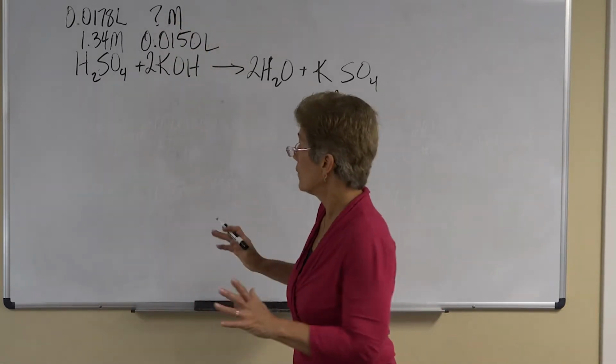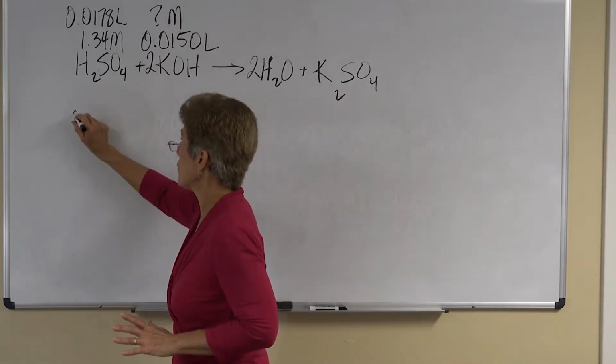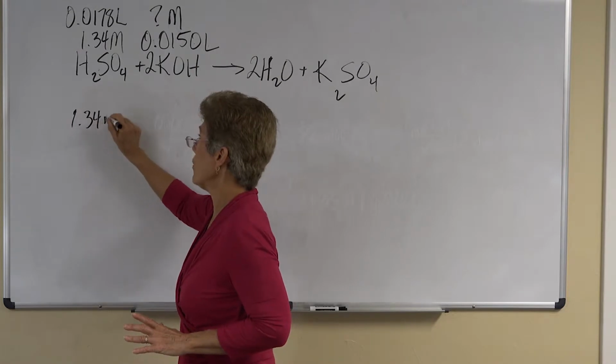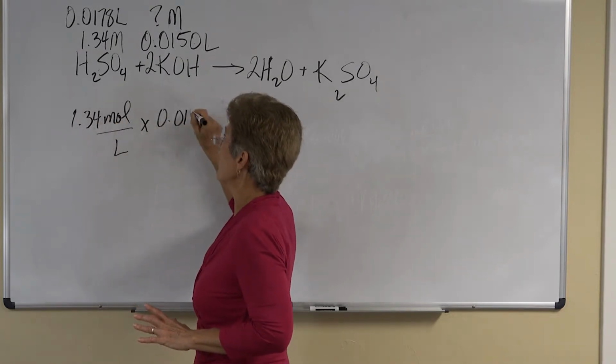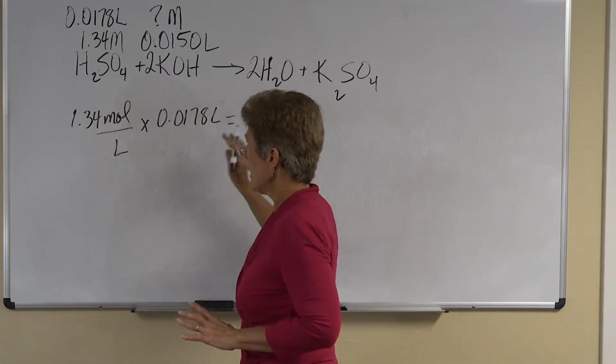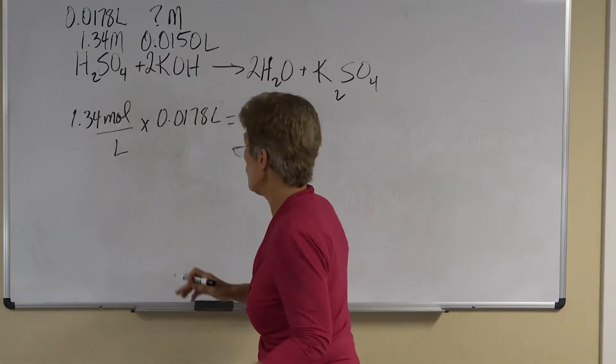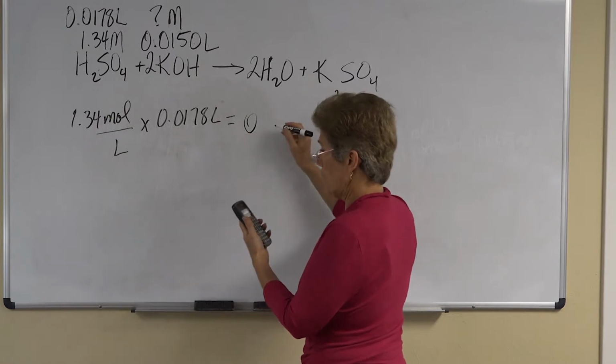There it is. Okay, so we start where there's no question marks. 1.34 moles per liter times 0.0178 liters is going to give me the moles of sulfuric in 3 significant figures.